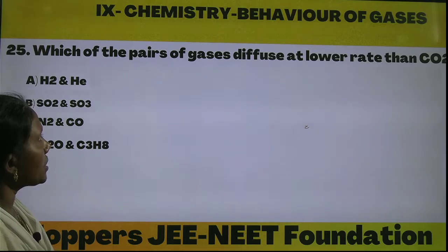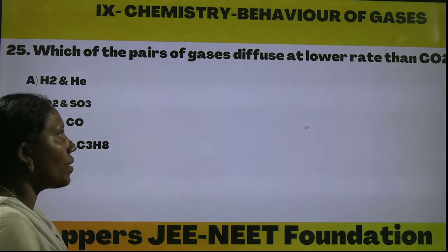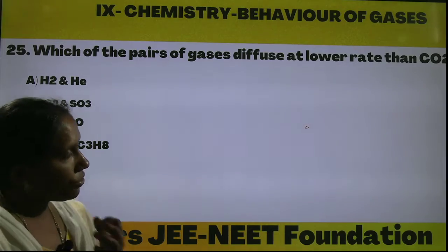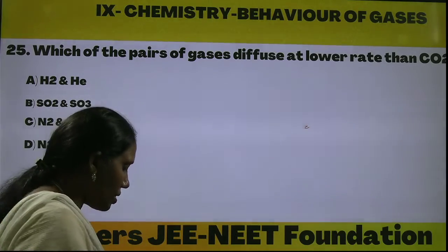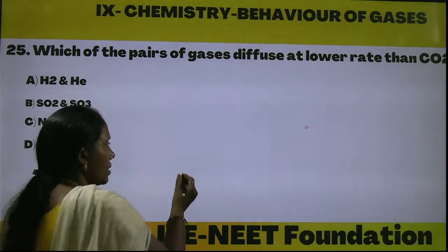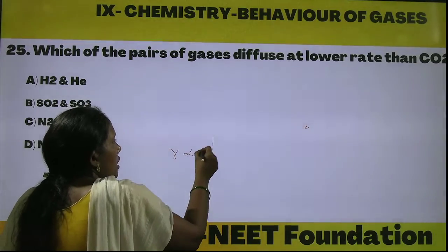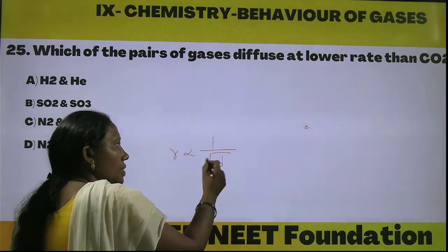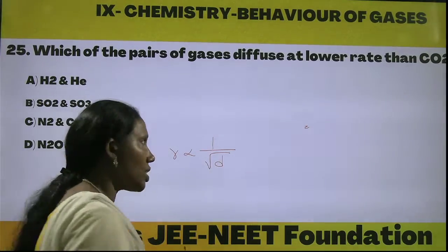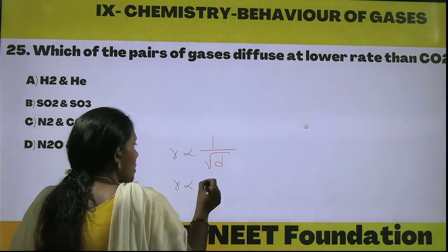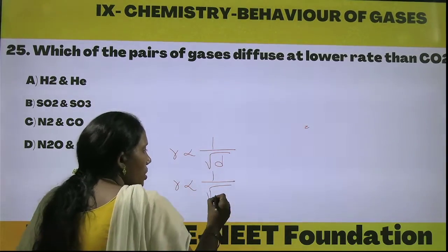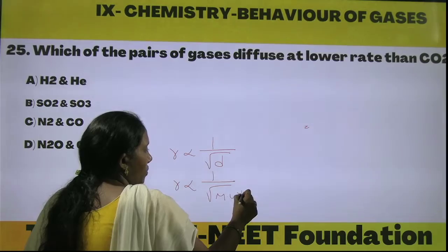Which of the pairs of gases diffuse at lower rate than CO2? See, this is about the rate of diffusion of gases. Already we know the statement regarding rate of diffusion of gases: rate is inversely proportional to the square root of its density. Once it is inversely proportional to the square root of its density, obviously we can take this formula as rate of diffusion is inversely proportional to the square root of its molecular weight.